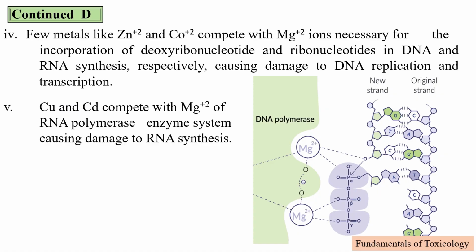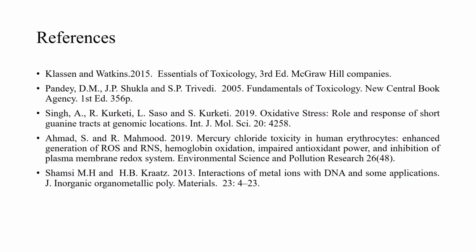Metals cause toxicity by causing irreversible damage to nucleic acids after binding with them. Many metals, for example Cd, Pb, and Li, stabilize RNA. Certain metals like Zn cleave the 5-phosphate bond in RNA, resulting in depolymerization. Cu and Cd compete with Mg+2 of the RNA polymerase enzyme system, causing damage to RNA synthesis.